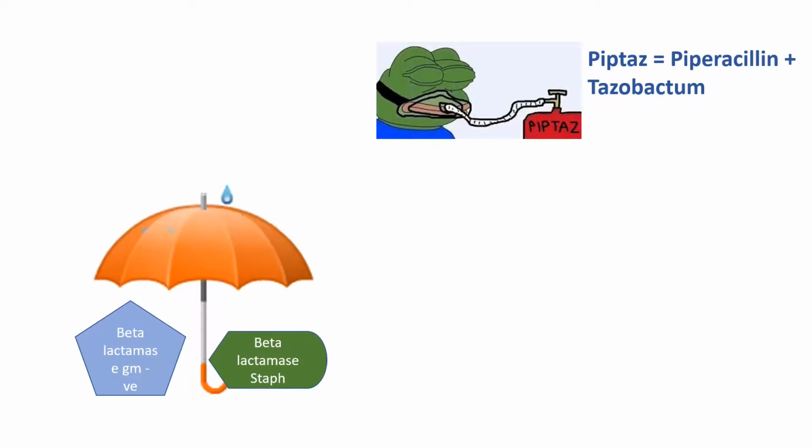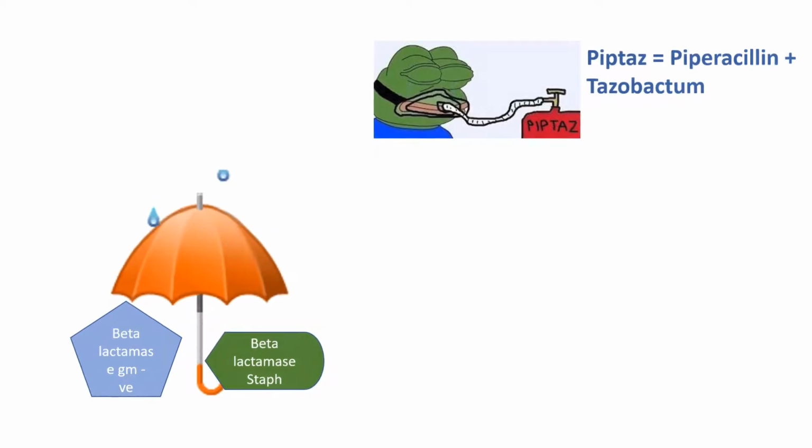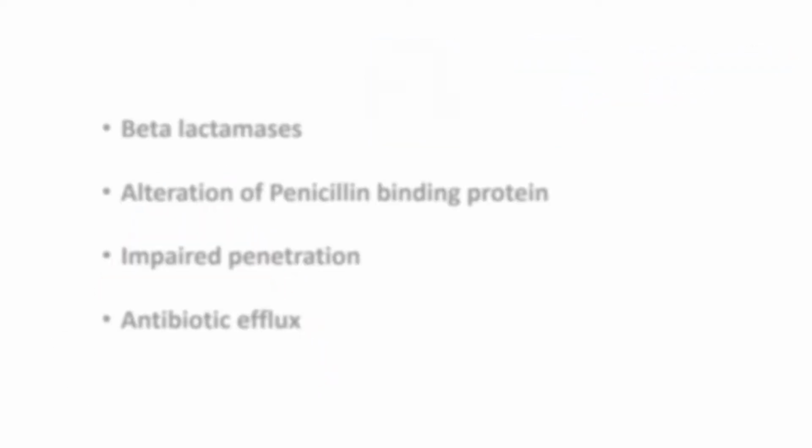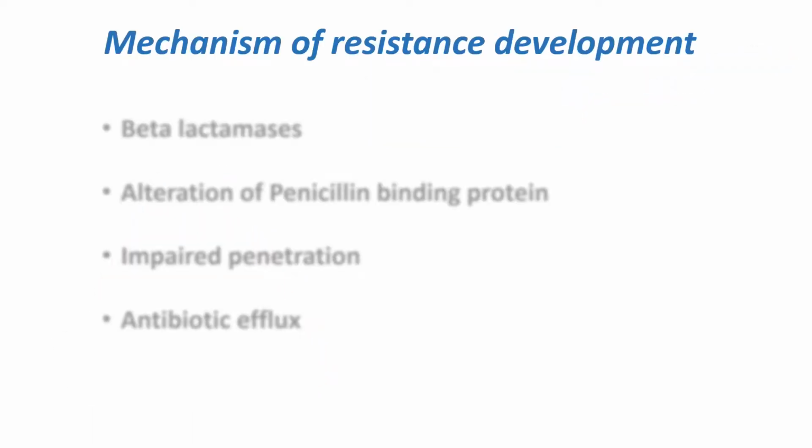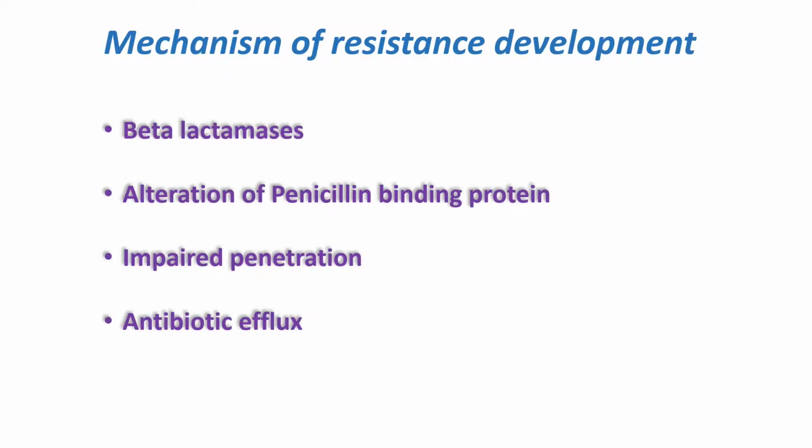Now let's talk about the mechanisms of resistance that bacteria develop against penicillin. Resistance to penicillin develops by one of the following 4 mechanisms: either by inactivation of the antibiotic by beta-lactamase enzyme, or by modification of target penicillin binding proteins, or because of impaired penetration of the drug to target penicillin binding proteins, or by an antibiotic efflux mechanism. Inactivation of the antibiotic by beta-lactamase enzyme is the most common mechanism of resistance.